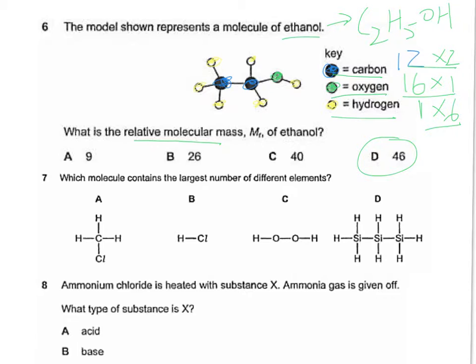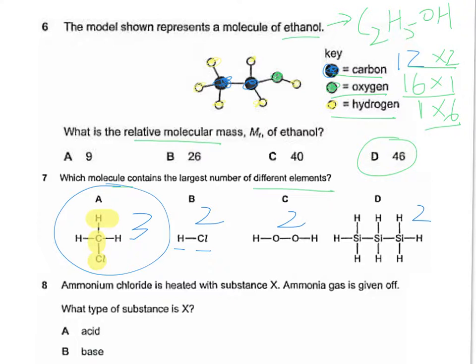Question 7, we are looking at the molecule that contains the largest number of different elements. Let's see. Now for A, we are looking at 1, 2, 3: hydrogen, chlorine, and carbon. That makes a total of 3 different elements, while the second one has hydrogen and chlorine, that's 2, hydrogen and oxygen for C, that's 2, hydrogen and silicon for D, and that's 2. Therefore, the answer for the molecule with the greatest number of different elements would be A.